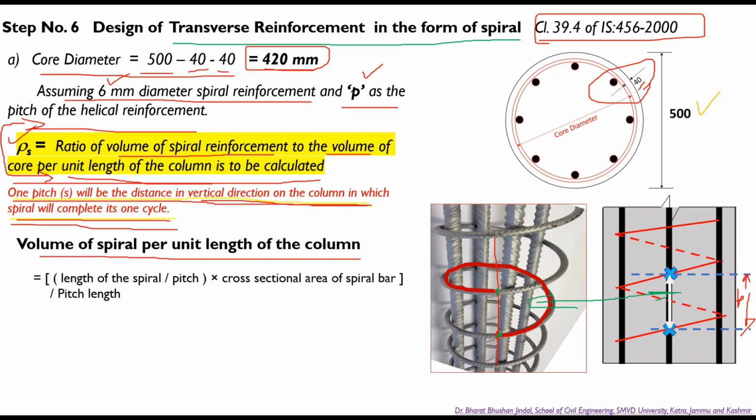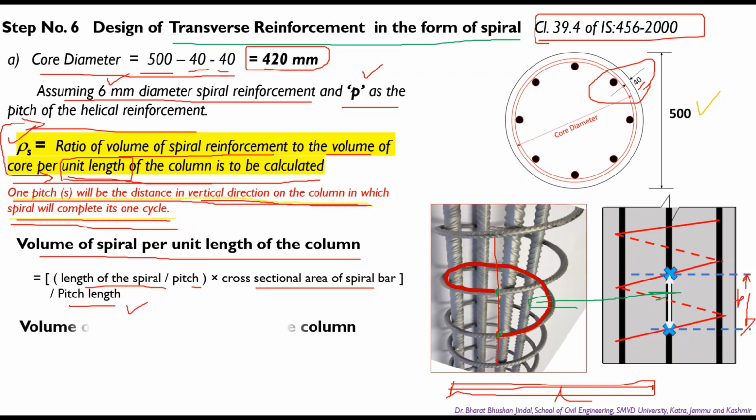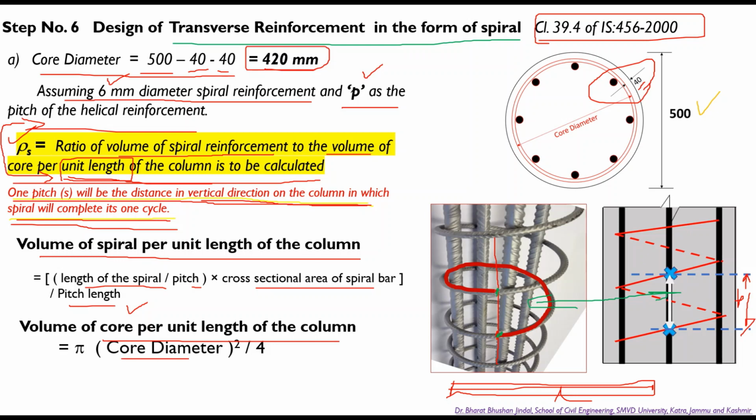So here you have to understand this formula, how to calculate the volume. If you open this ring, unwrap it, this much is the distance of the one ring. So this is the length of the spiral per pitch. And what is the cross section? Because you have to find the volume of the one spiral, so the cross section area of the spiral bar. And divided by pitch length. Why? Because we have to calculate this volume per unit length of the column, so we have to divide it by pitch length. And similarly, you can calculate the volume of the core per unit length. For that, you can simply use the formula pi d square by 4, where d will be the core diameter.